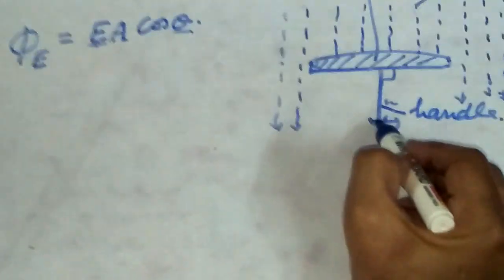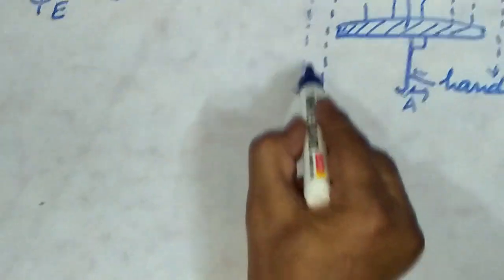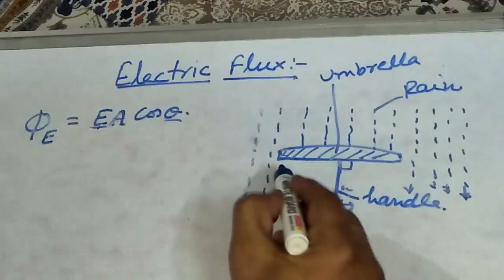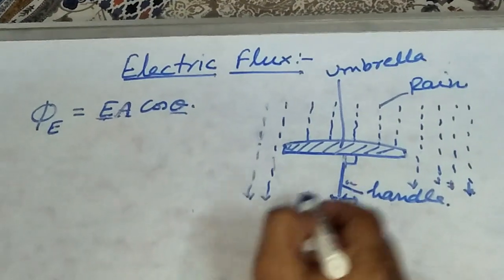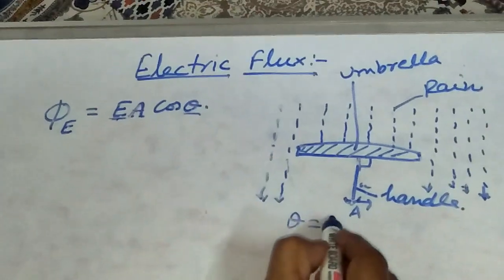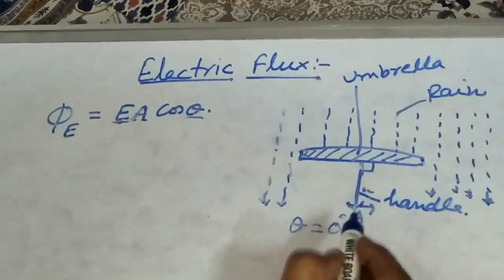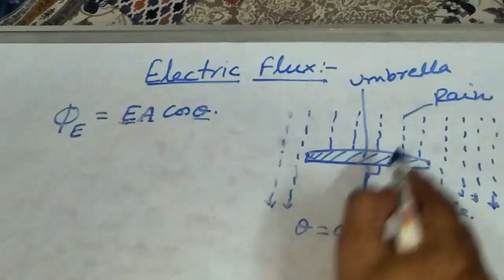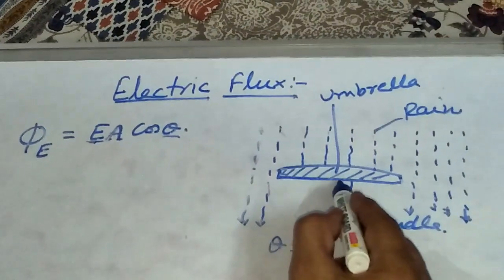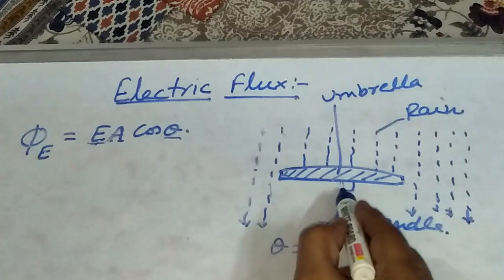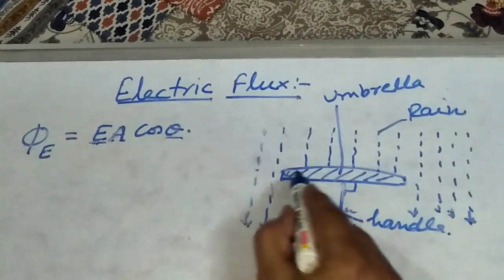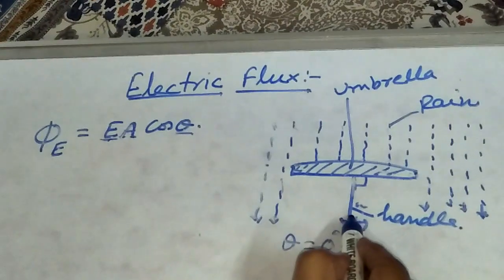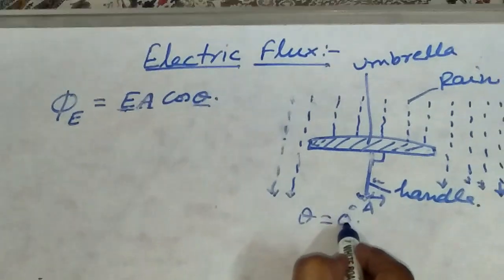So theta is the angle between the electric field, like this rain, and its handle, and you see here both are parallel. It means here theta is equal to 0 degree. So the angle between the electric field, like this raindrop, and the handle of the umbrella, which acts as the axis of the area vector, when both are parallel, then you can say theta is equal to 0 degree.